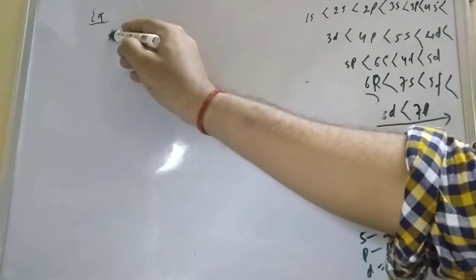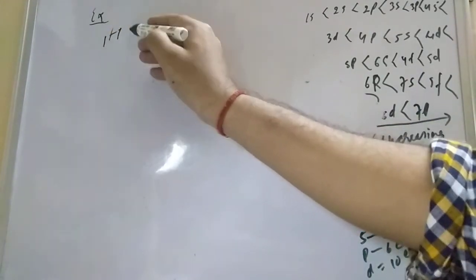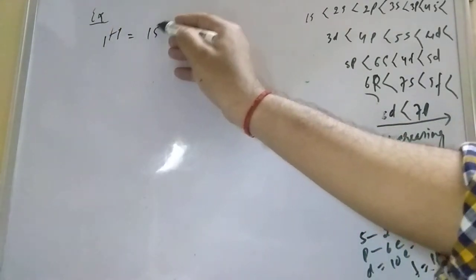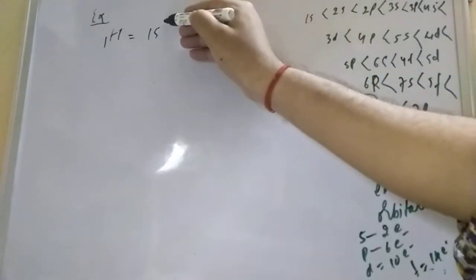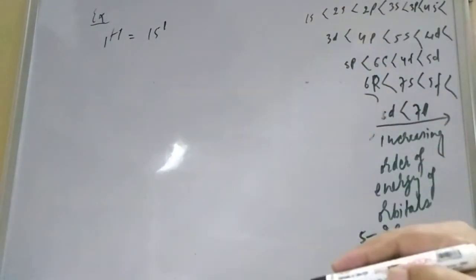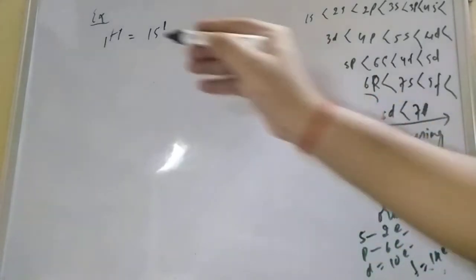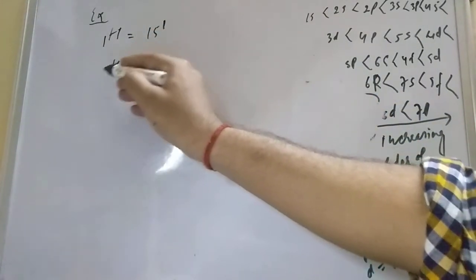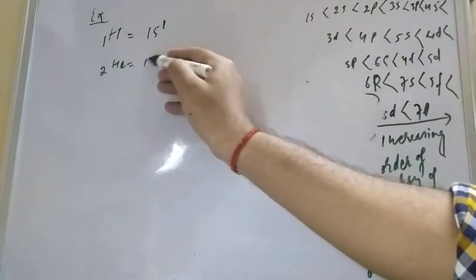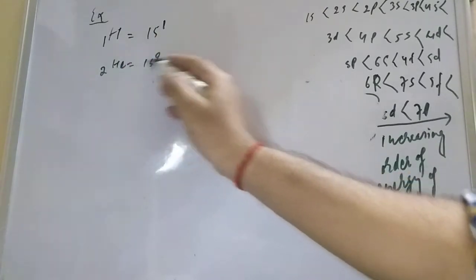The first element is hydrogen. Hydrogen has 1 electron, so the electron goes to 1s. So this will be 1s1; the electron count is written on top of the orbital. If you talk about helium, it has 2 electrons, so 1s2.